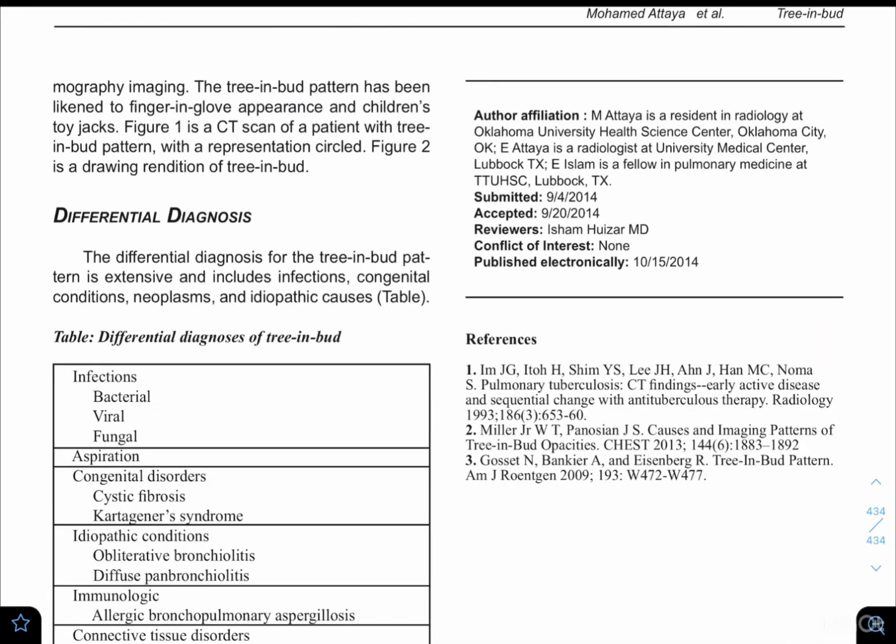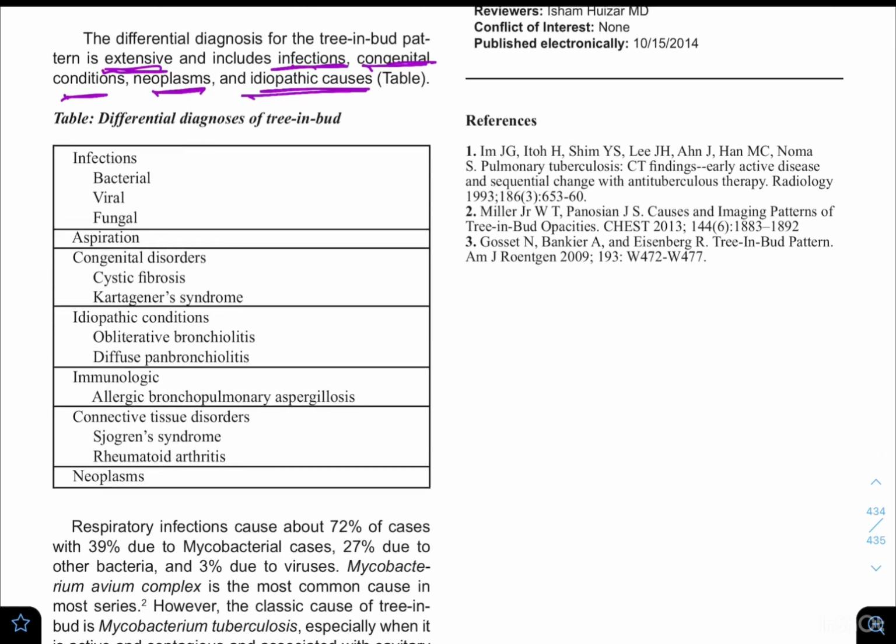Then what are the differential diagnoses of tree in bud appearance? The differential diagnosis for tree in bud pattern is extensive. There are multiple causes, including infection, congenital conditions, neoplasms, or idiopathic causes. In infection, it could be due to tuberculosis, bacterial infection, viral infection, or fungal infections. It could be due to aspiration. Very important. This is an important cause of tree in bud appearance, aspiration.